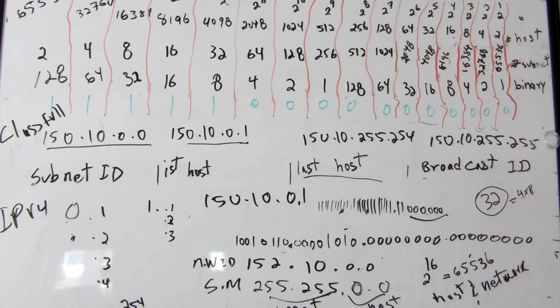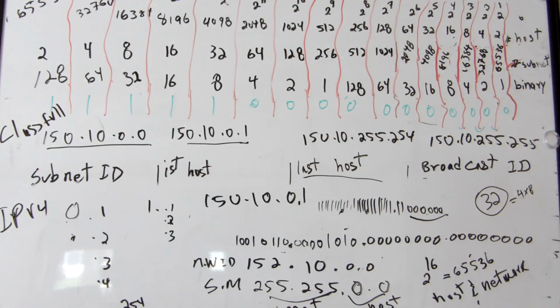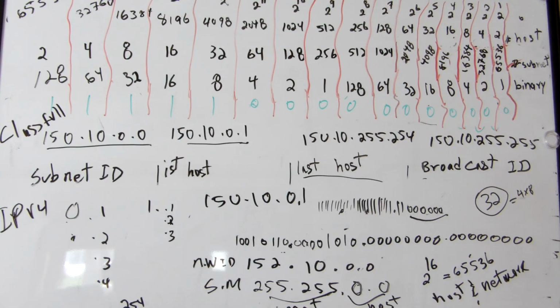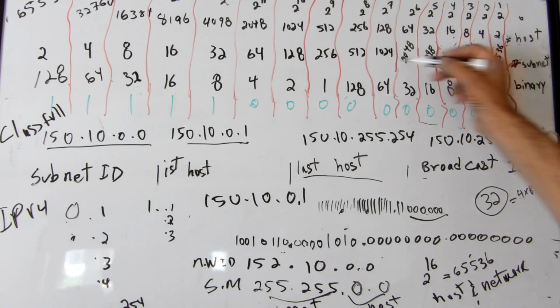This is the table that is very important. There is another way to solve the problems, but this way is much easier to explain. See, the number of hosts and the number of subnets. The number of hosts is on the top, and the number of subnets is at the bottom.